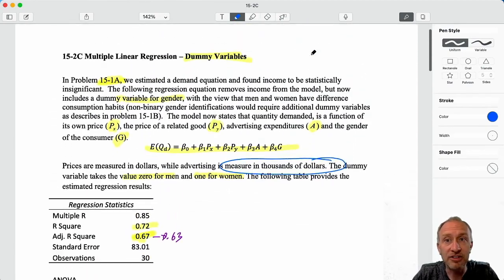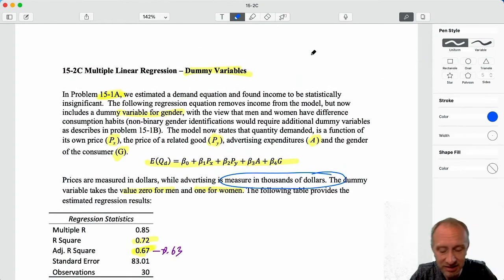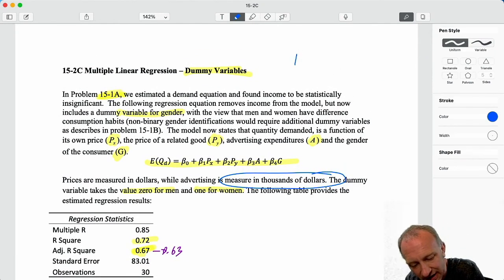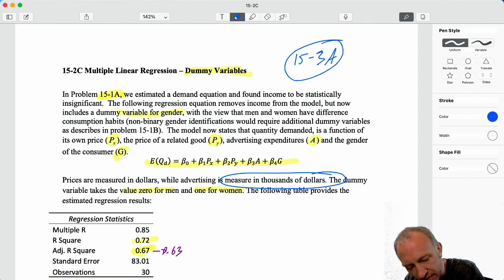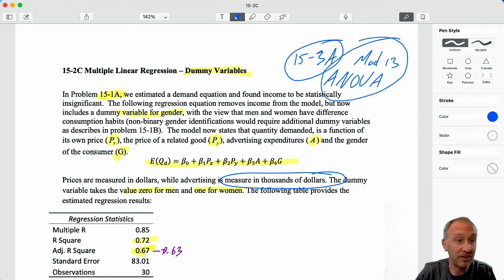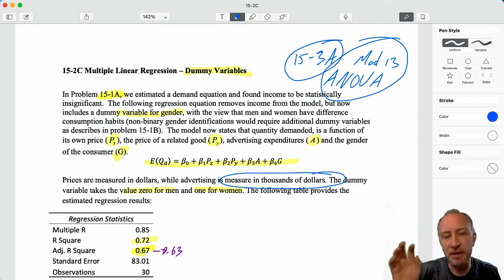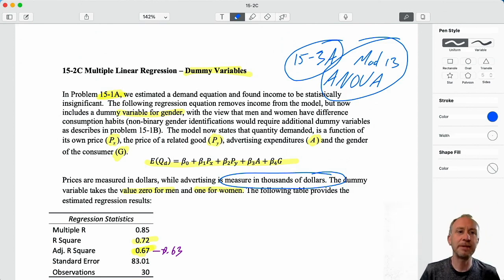When we get into section 15-3, you're going to see something very familiar. We're going to be looking at ANOVAs, very similar to module 13 ANOVAs. So all that stuff that you did in module 13, not quite all of it, some of what you saw in module 13, I'm going to show you how to use regression methodology to do those ANOVA type problems.